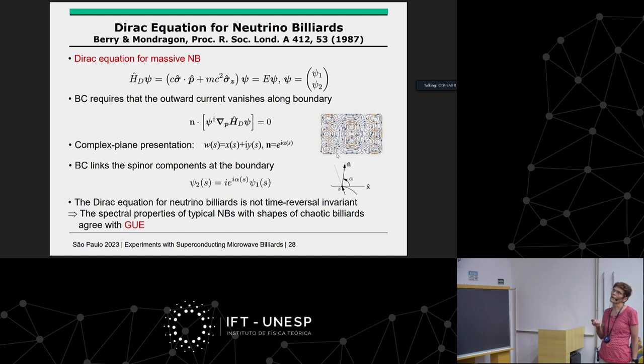When using the complex plane representation instead of x and y, I use w of s equal to x of s plus i times y of s, and the normal vector is then given as e to the i alpha of s, where alpha is the angle between the normal vector and the x-axis. Then you can write down the boundary conditions resulting from this condition. They couple the two spinor components by a phase, and this phase contains the angle of the normal vector with respect to the x-axis.